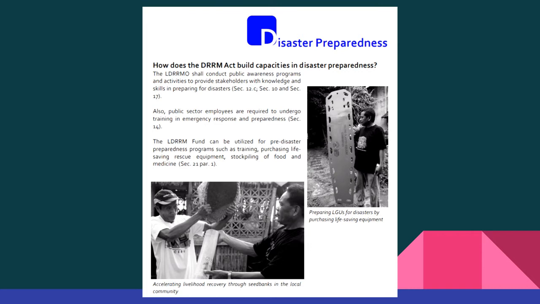So how does the NDRRM Act build capacities in terms of disaster preparedness? The funds can be utilized for pre-disaster preparedness programs by purchasing life-saving equipment, as we can see here, and then in terms of recovery, helping the local population through seed banks to accelerate their livelihood recovery.